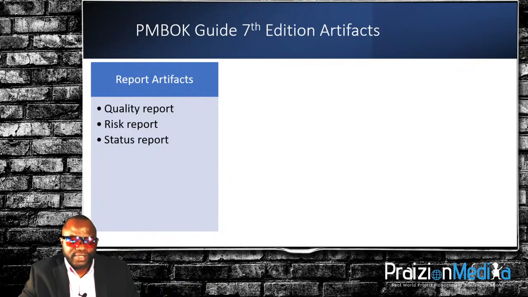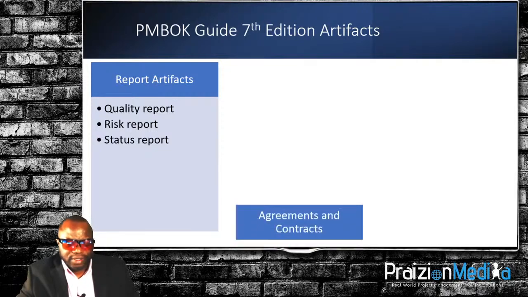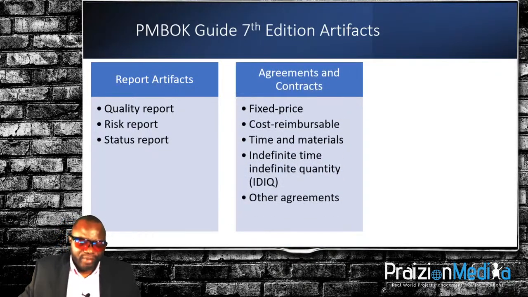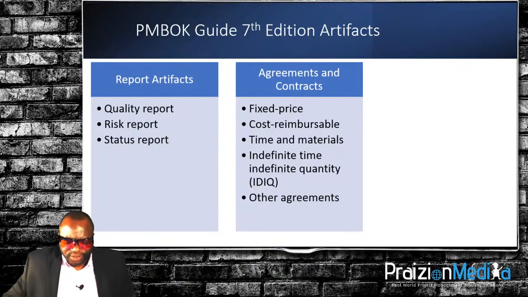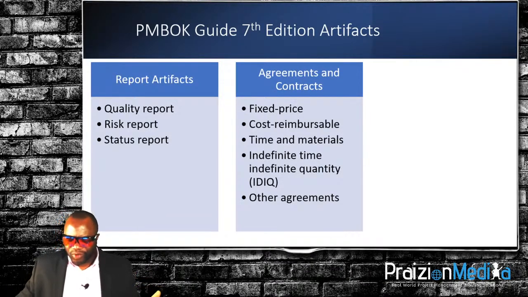And last but not least, we have status report. As simple as it sounds, provides current status on the project. Next, we have agreements and contracts. We have different types of contracts in project management. We have fixed price contracts, and we have 3 different ones that are talked about: FFP, FPIF, FP-EPA. Look out for my video where I talk about these.